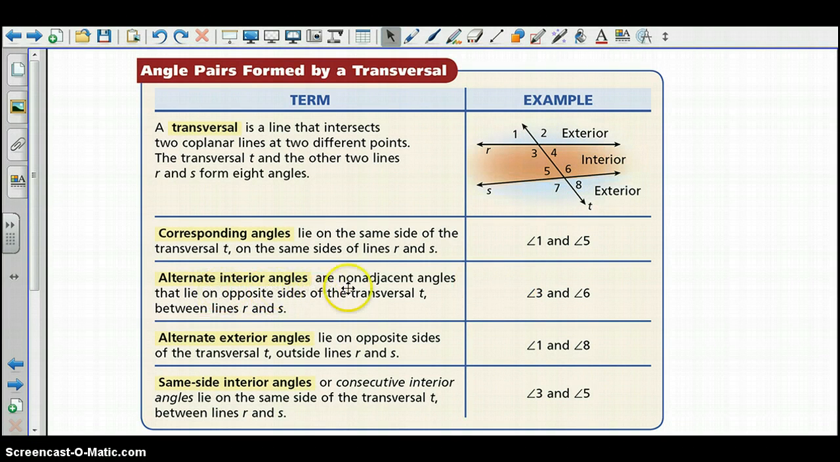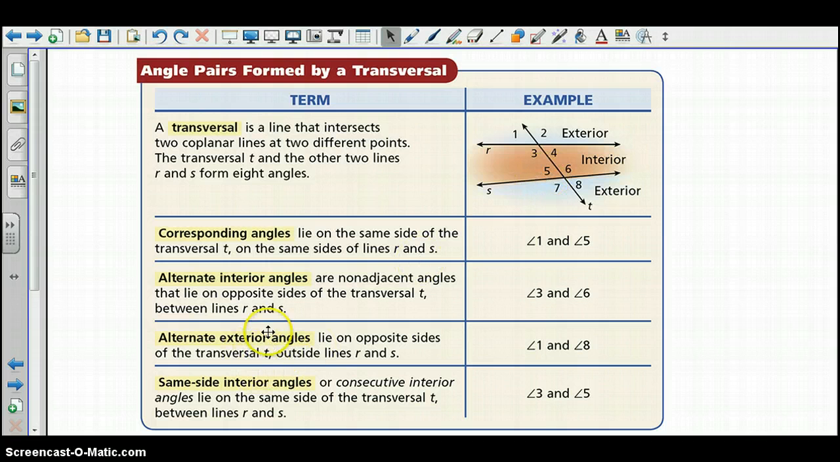Alternate interior angles are non-adjacent angles that lie on opposite sides of the transversal T, between lines R and S. So alternate carries with it that meaning of opposite. Interior means between the 2 non-transversal lines. So we say that 3 and 6 are alternate interior. We could also say 4 and 5 are alternate interior.